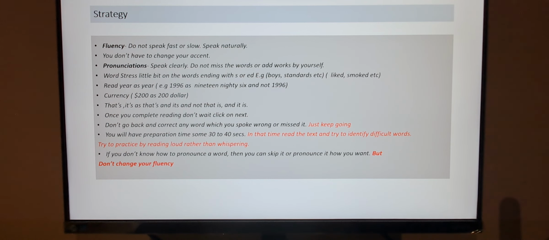For those who are scoring 45, 50, start implementing these word stress tips in your read aloud, and you will find the difference in your scoring for sure.